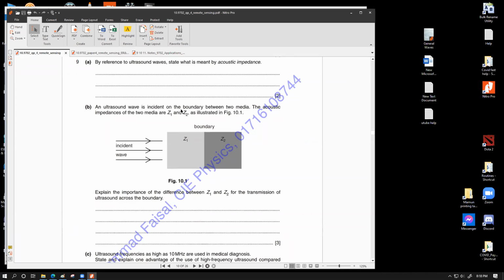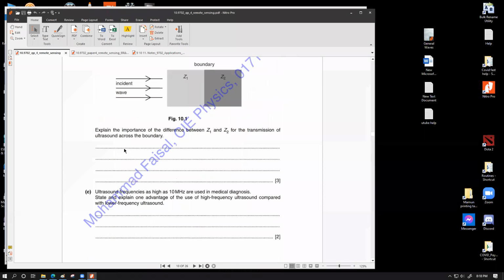An ultrasound wave is incident on the boundary between 2 media. The acoustic impedances of the 2 media are Z1 and Z2 as illustrated in figure 10.1. So here comes the incident wave, here is Z1, here is Z2. Explain the importance of the difference between Z1 and Z2 for the transmission of ultrasound across the boundary.